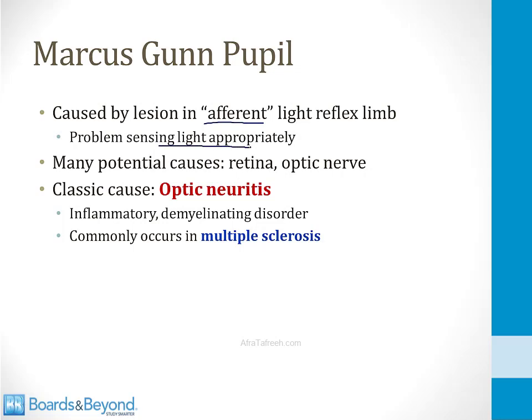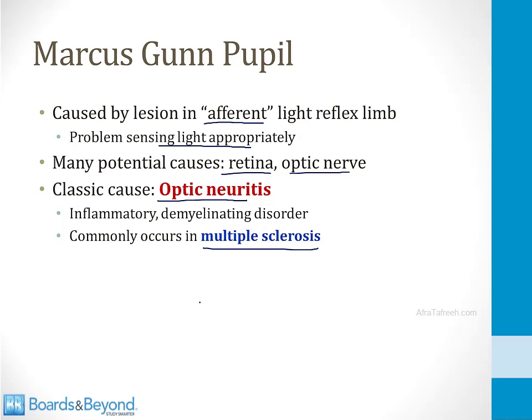There are many potential causes of the Marcus Gunn pupil, including problems with the retina and the optic nerve, but a classic cause that you should know, especially for step 1 of your boards, is optic neuritis. This is an inflammatory demyelinating disorder of the optic nerve, and it commonly occurs in patients with multiple sclerosis, and it will present with a patient who is having vision problems and has a Marcus Gunn pupil after performance of the swinging flashlight test.